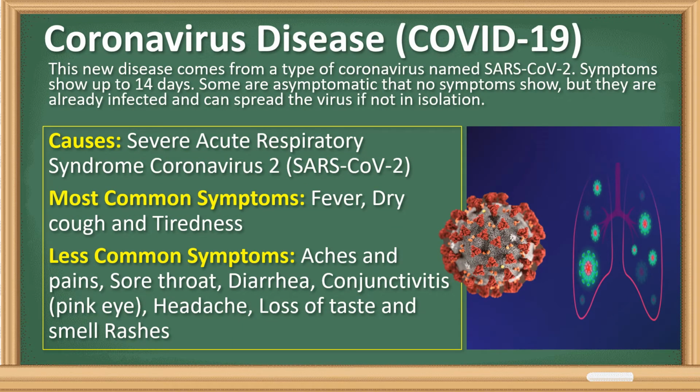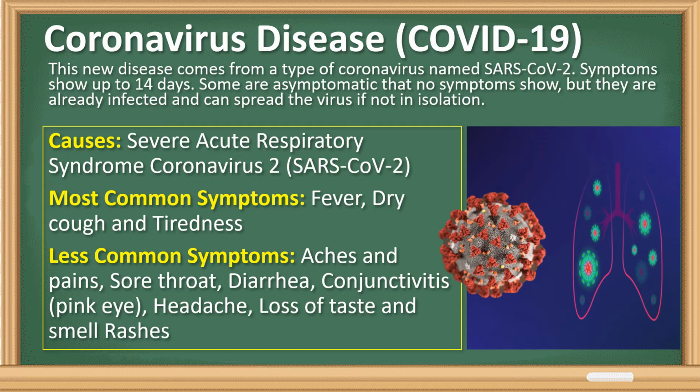And the most relevant nowadays, which is also a disease that could affect our respiratory system, is what we call the coronavirus disease, or COVID-19. This new disease comes from a type of coronavirus named SARS-CoV-2, or the Severe Acute Respiratory Syndrome coronavirus 2. Symptoms show up to 14 days. Some are asymptomatic, no symptoms show, but they are already infected and can spread the virus if not in isolation.